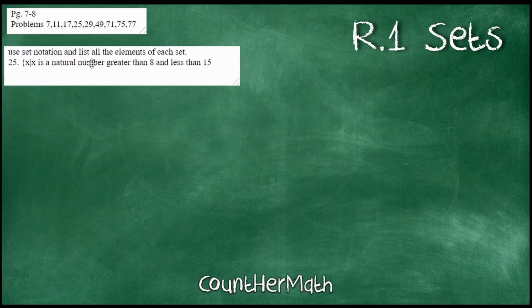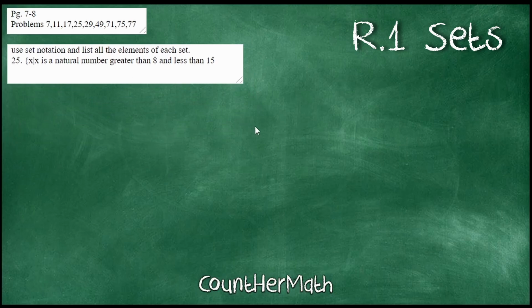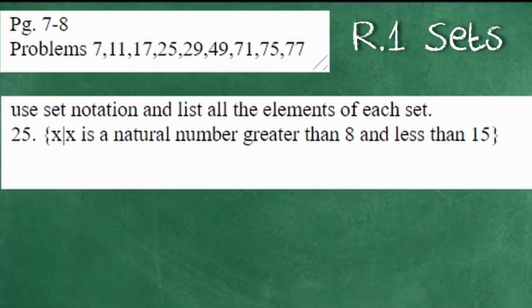Alright, we're jumping ahead a bit to question 25, and the instructions tell us to use set notation and list all of the elements of each set. So we're given it in sentence form and we need to turn it into the long form. So first we're going to read that we have a set of all elements x such that x is a natural number greater than 8 and less than 15.